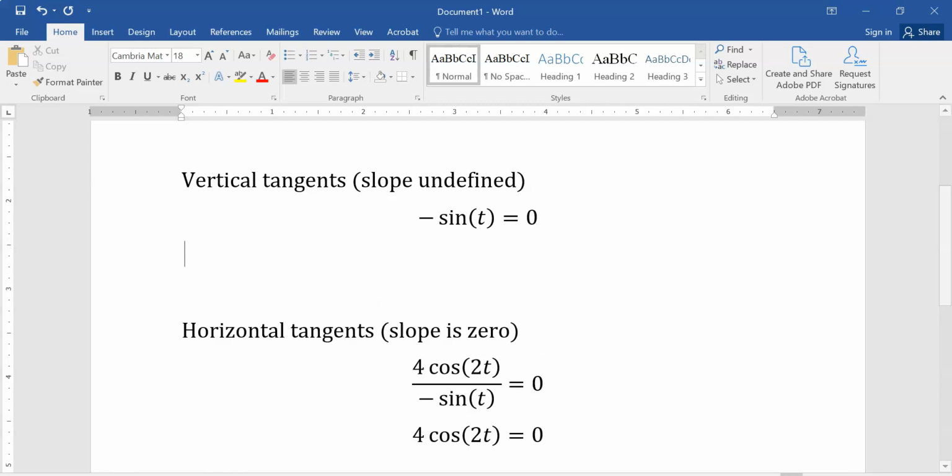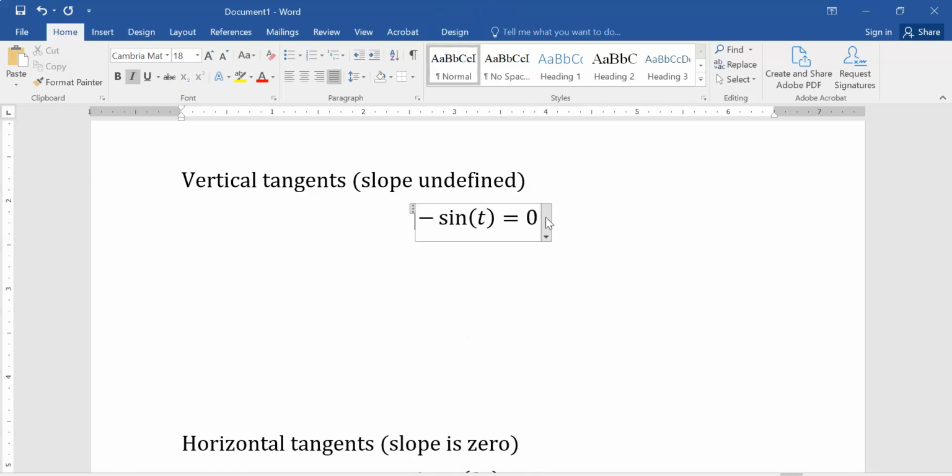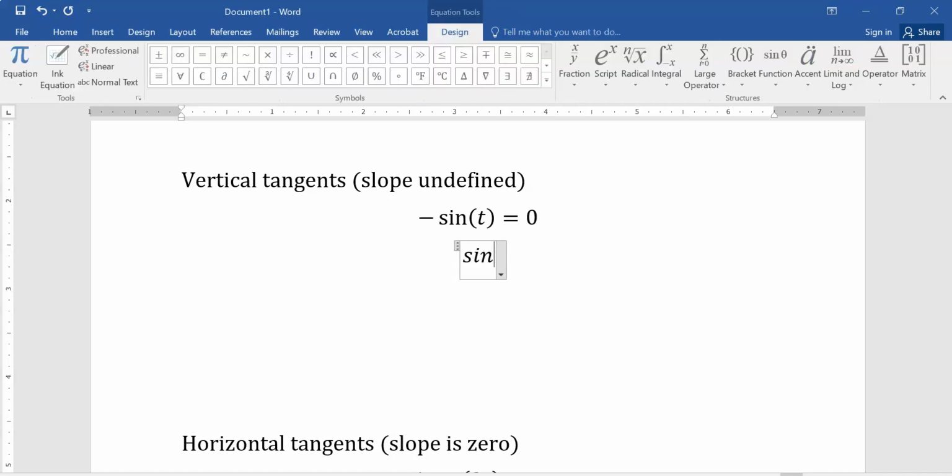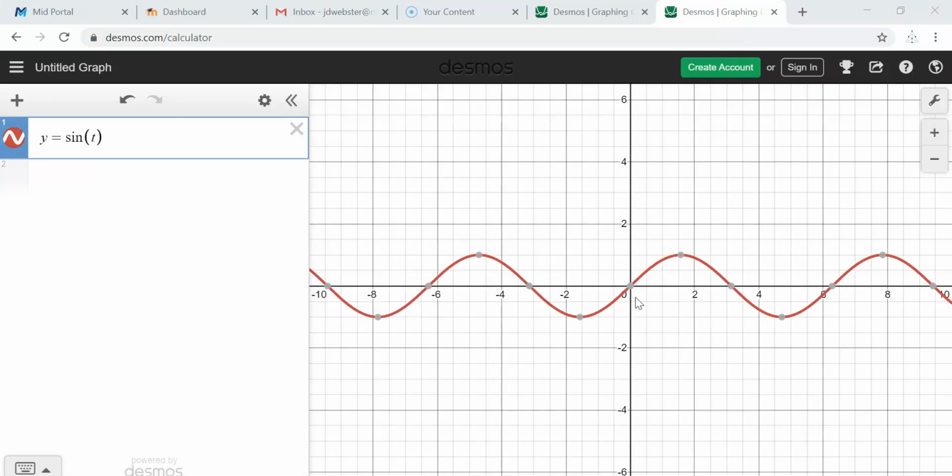Now it does require me, for the vertical tangents, let's focus on that first, to understand how sine works. This is clearly 0 when the sine of t is 0. And we all should know how the sine function works. What do you plug in for sine to give you 0? We're going to make sure you're in radian mode, but we all hopefully know how the unit circle works, or how the graph of sine works. So you take sine, when is it 0?